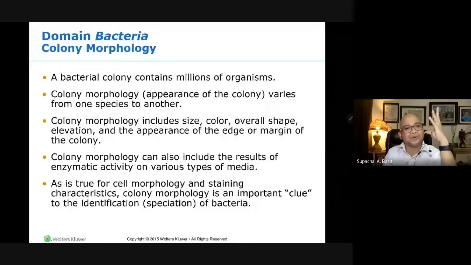Okay. So if the organisms are able to grow in a culture or in the petri dish, we call it a colony of bacteria.